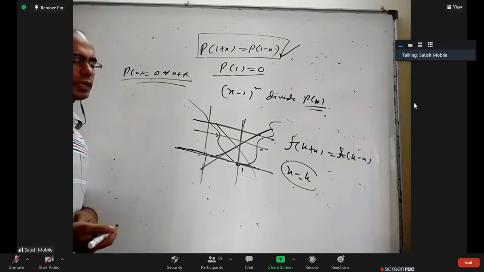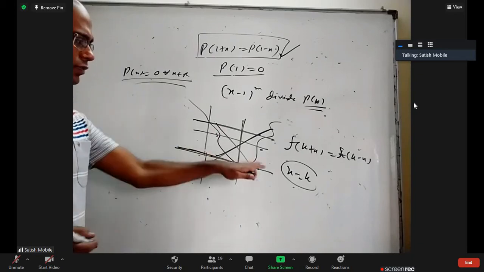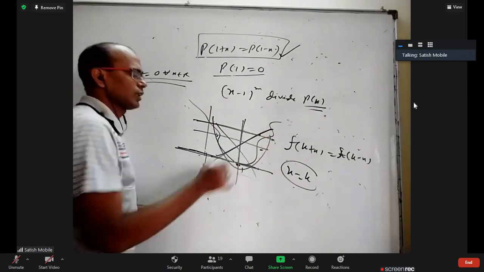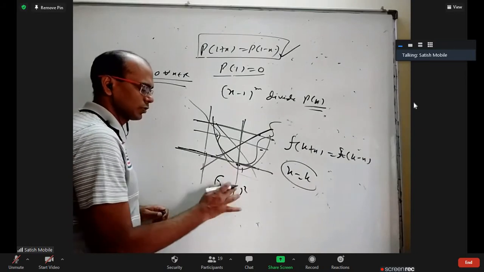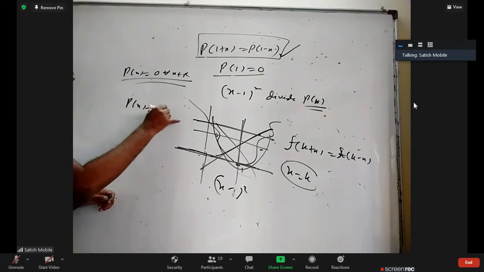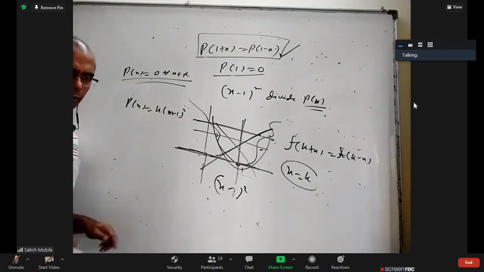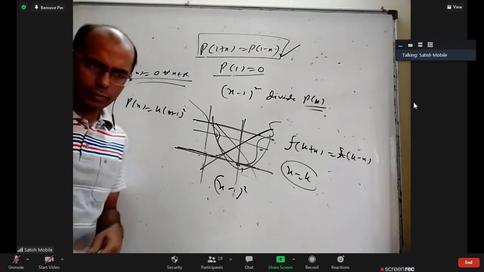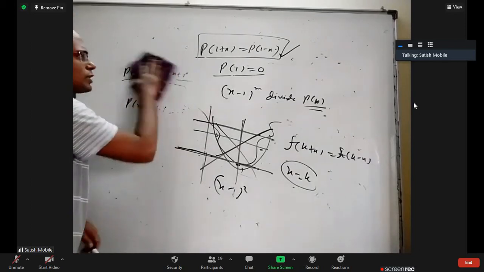Next, let us go for quadratic. I'm sure there is a quadratic which is symmetrical about this. You can easily tell what it is. It is (x minus 1) whole square into any k. So p of x equal to any k into (x minus 1) whole square. Like that I can tell more, but if you use calculus, it is easier. What is that?